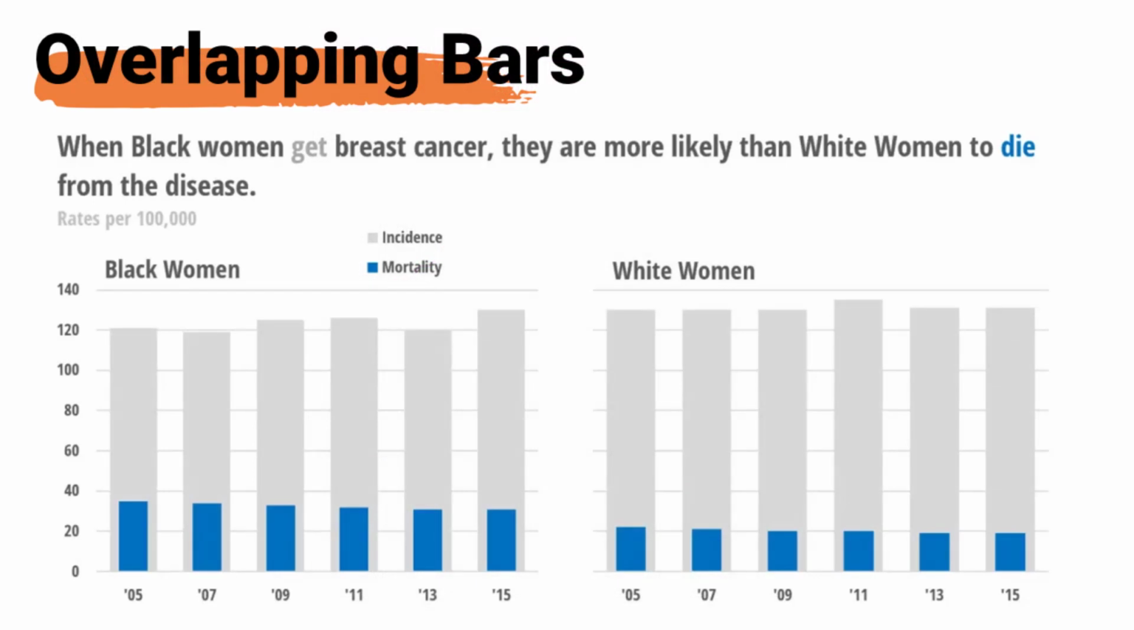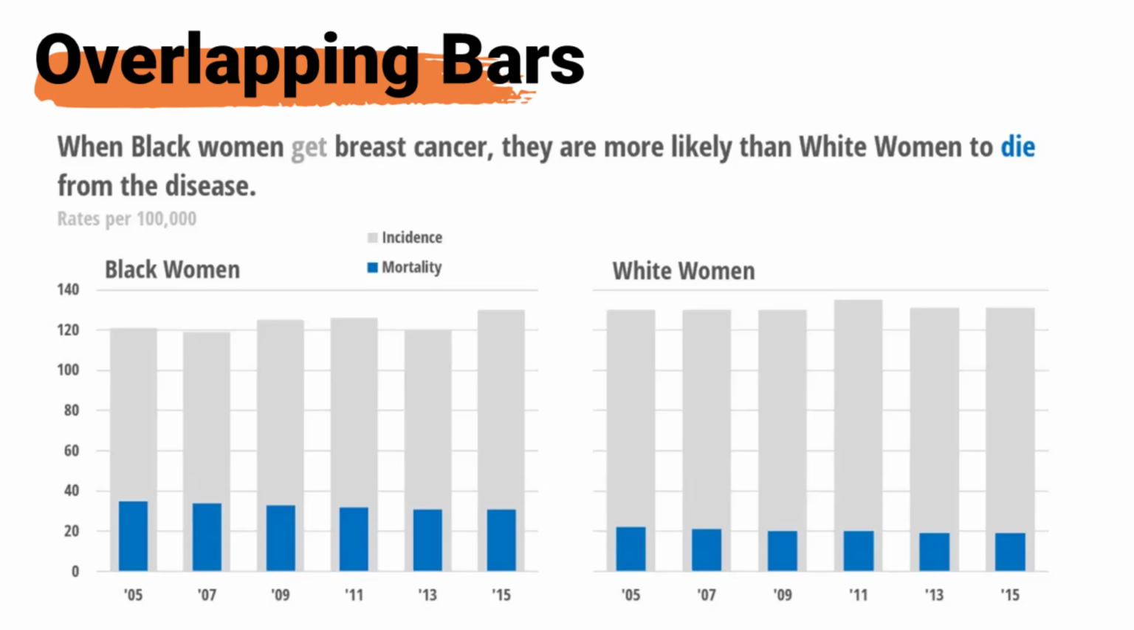An overlapping bar chart is a clear way of graphing data when the two variables are inherently interrelated, like incidence and mortality. This better captures the relationship, showing that those who die from breast cancer are a subset of those who contract the disease in the first place. The larger set of blue bars in the graph for Black women is key to this story.